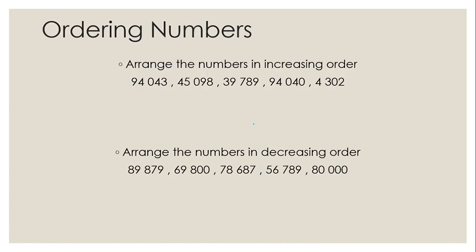Okay, now let's move on to ordering numbers. Ordering numbers means that we have to arrange the numbers. We will be given a few numbers, which we have to arrange in either increasing order or decreasing order. Increasing means we arrange from smaller to bigger. Decreasing means we arrange from bigger to smaller number.